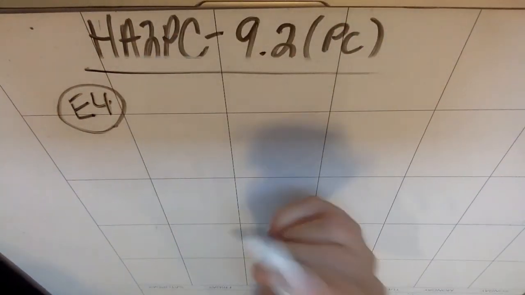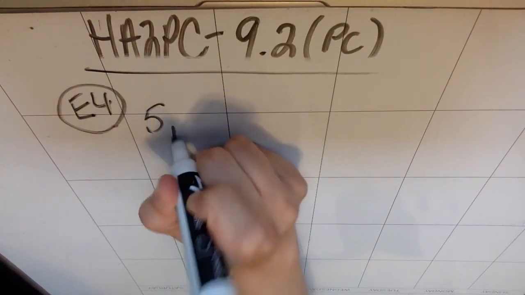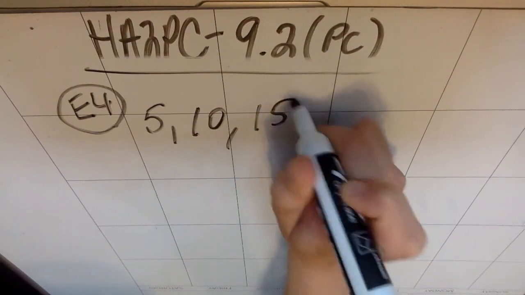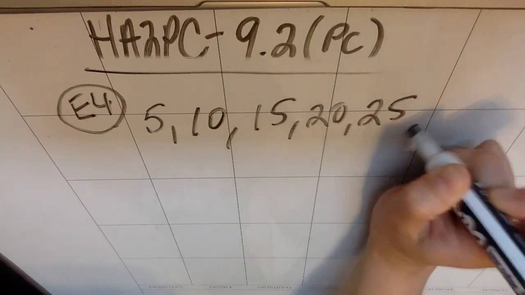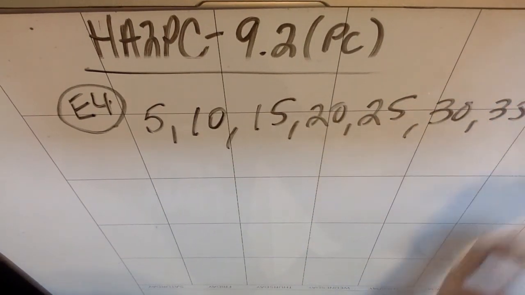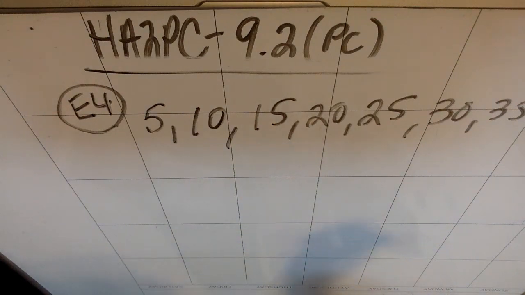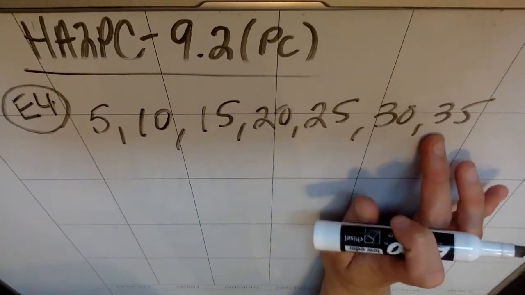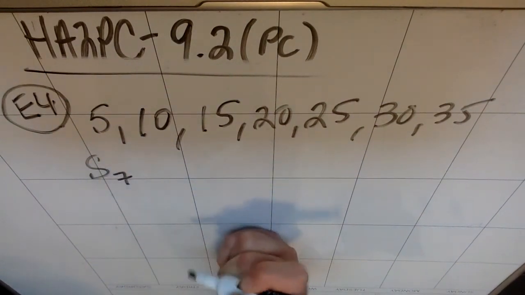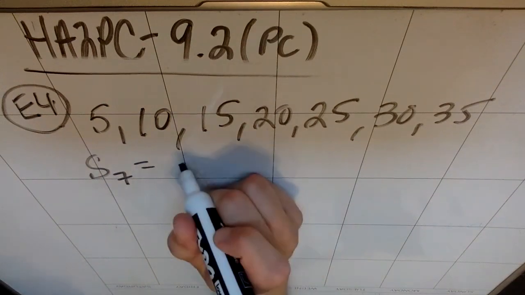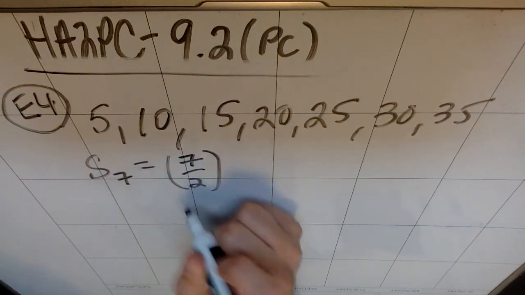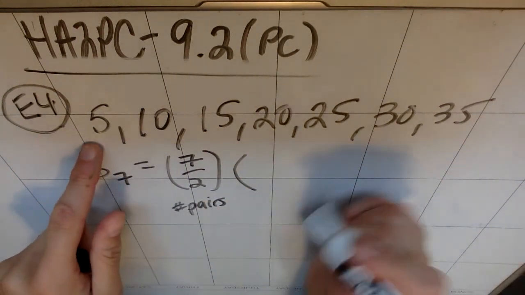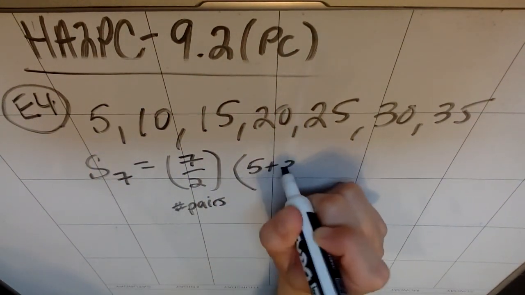Let's do 5, we can go lazy, 5, 10, 15, 20, 25, 30, 35. Okay, so if I want you to find the sum, right? So I could ask you to find S sub 7, because there are 7 terms, right? I would take the number of pairs, which is 7 over 2, right? That's the number of pairs, times the sum of each pair, which in this case would be 40, right? So 5 plus 35.